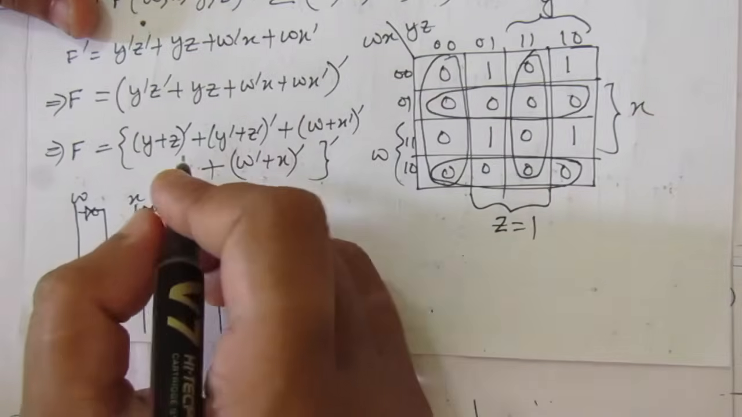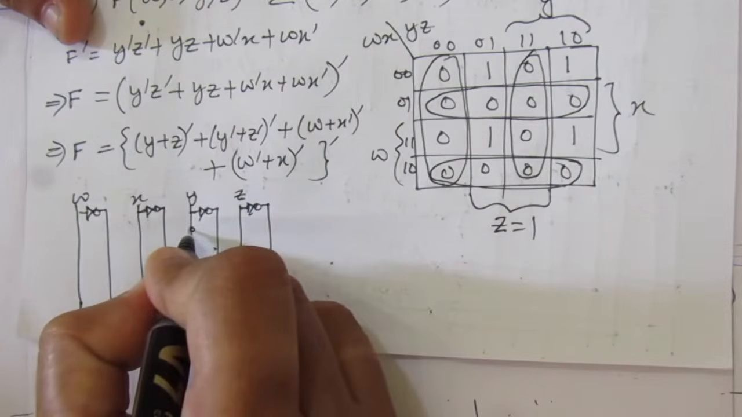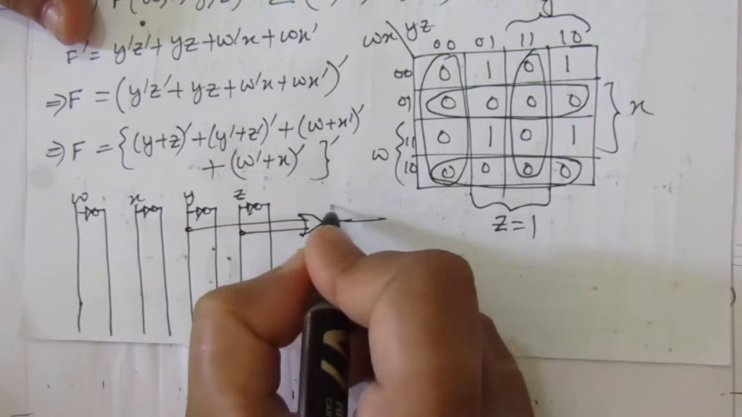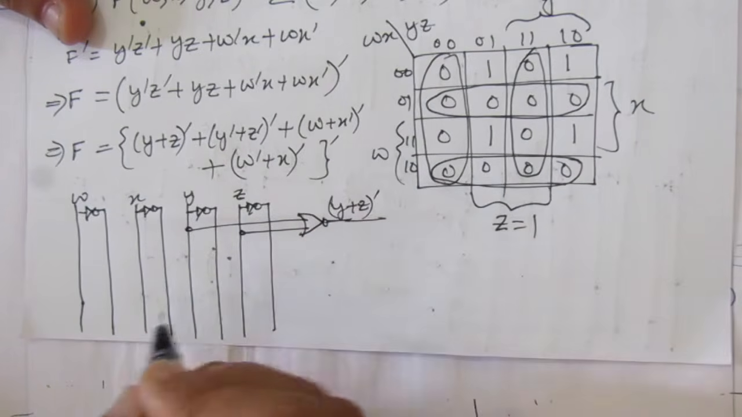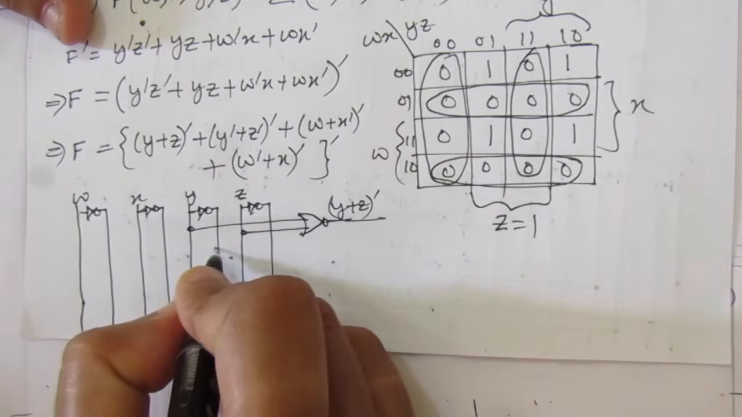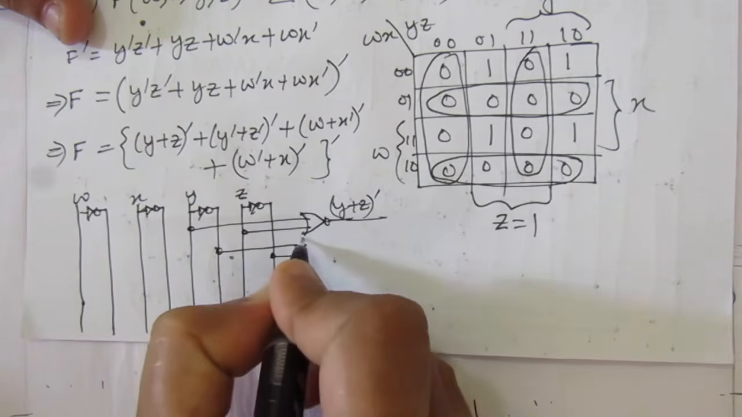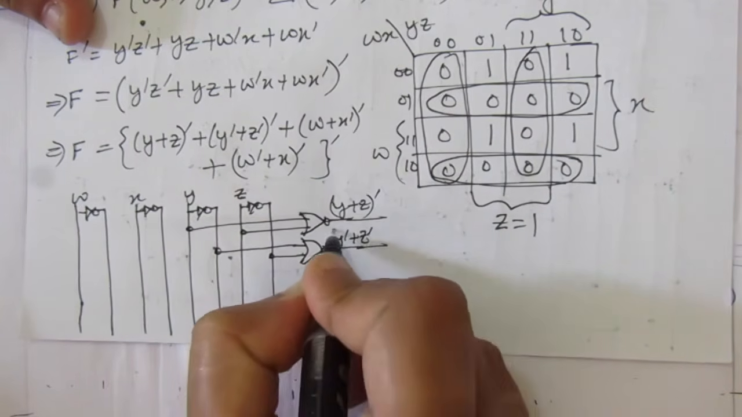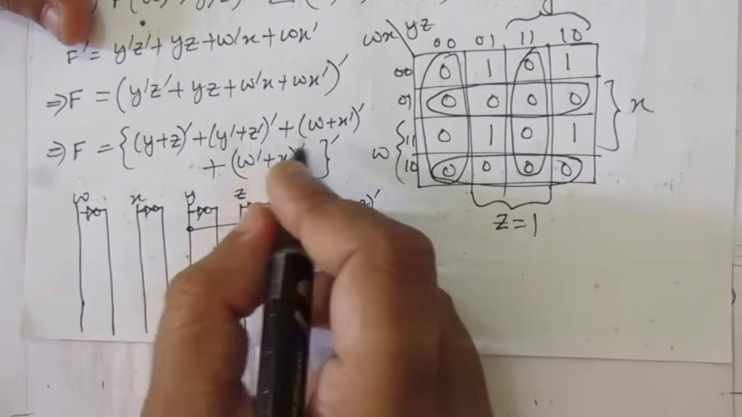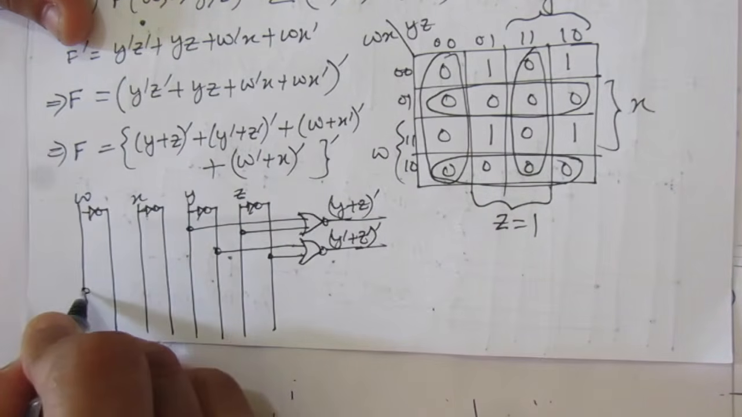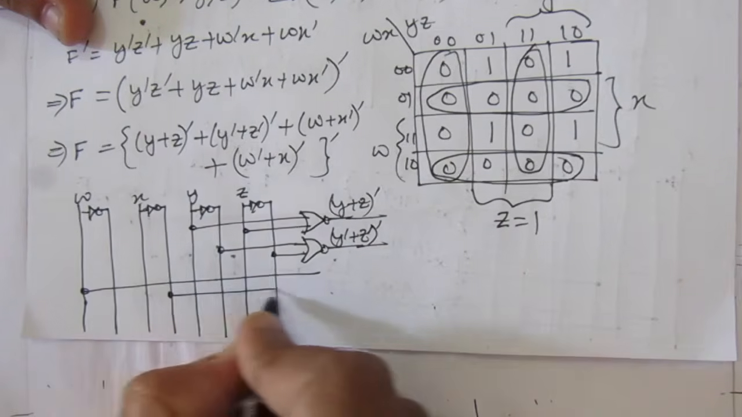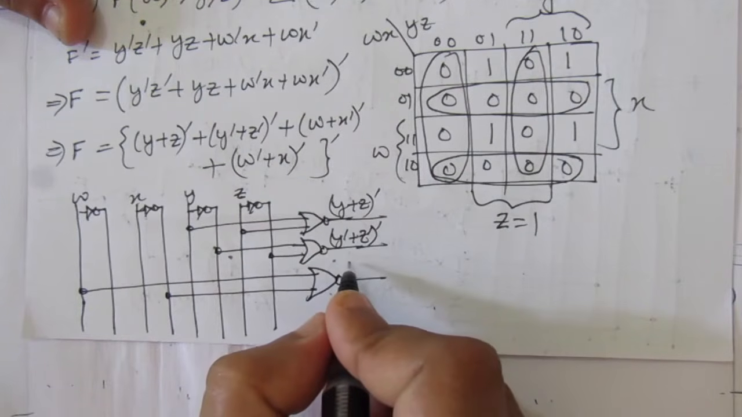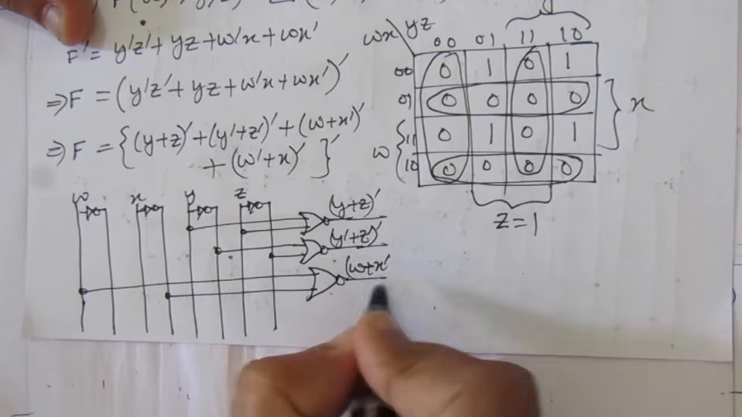The first term is (y plus z) whole bar. We use a NOR gate and we'll get here (y plus z) whole bar. Then we have (y bar plus z bar) whole bar, so we use a NOR gate here and get (y bar plus z bar) whole bar. Then we have (w plus x bar) whole bar, because the whole bar is there, so we use a NOR gate here and get (w plus x bar) whole bar.